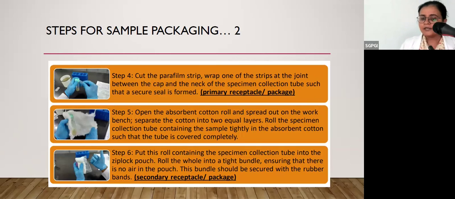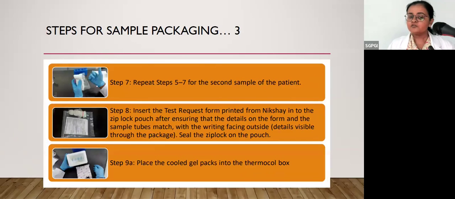Then put this roll containing the specimen collection tube into the Ziploc pouch. Roll the whole into a tight bundle, ensuring that there is no air in the pouch. This bundle should be secured with rubber bands. Next is to repeat steps 5 to 7 for the second sample.